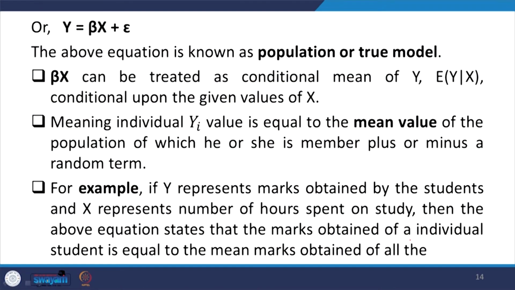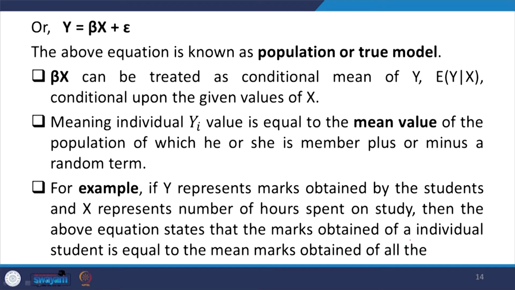We will discuss everything eventually. Now, coming to the same simplified model, y equals beta x plus epsilon. The above equation is also known as the population or true model. Beta x can be treated as the conditional mean of y. What do you mean by beta x? How do we interpret beta x?